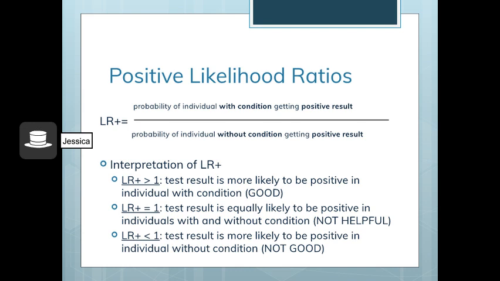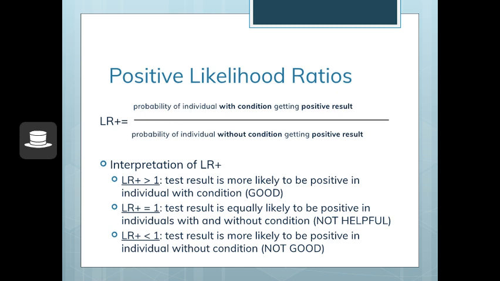Positive likelihood ratio is the probability of an individual with a condition getting a positive result over the probability of an individual without the condition getting a positive result. So you can think of it as true positives over false positives.